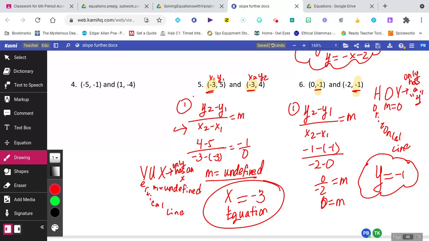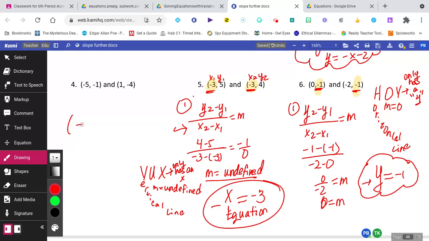All right, I'll just be honest, guys. If I saw that my x values were the same, I would just put x equal to whatever the x value is. I know it's going to be special. If I saw that my y values were the same, I would just go ahead and put y equal to whatever the y values were. I wouldn't do step 1. And this is what I'm saying.